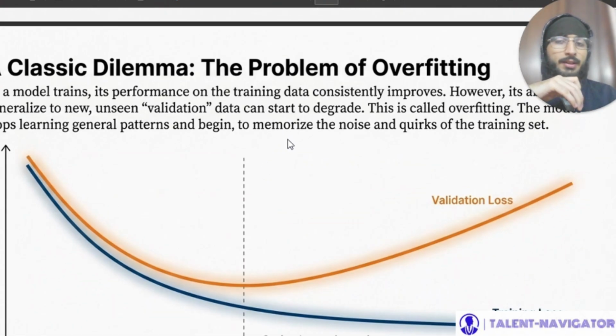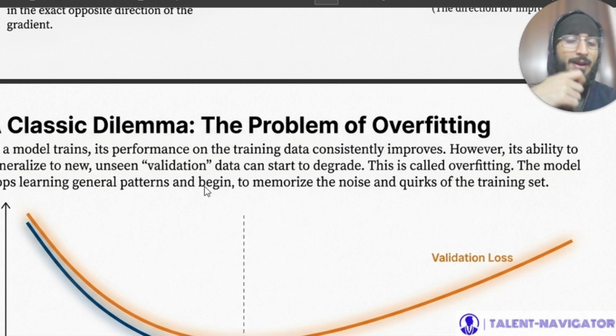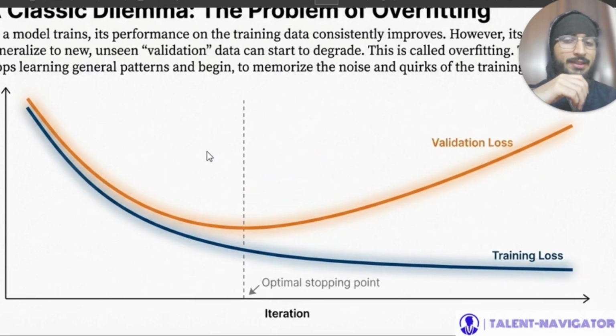A classic dilemma. So the problem of overfitting. As a model trains, its performance on the training data consistently improves. However, its ability to generalize to new unseen validation data can start to degrade. This is called overfitting. So the model stops learning general patterns and begins to memorize the noise and quirks of the training set. So basically, this is the problem of overfitting.